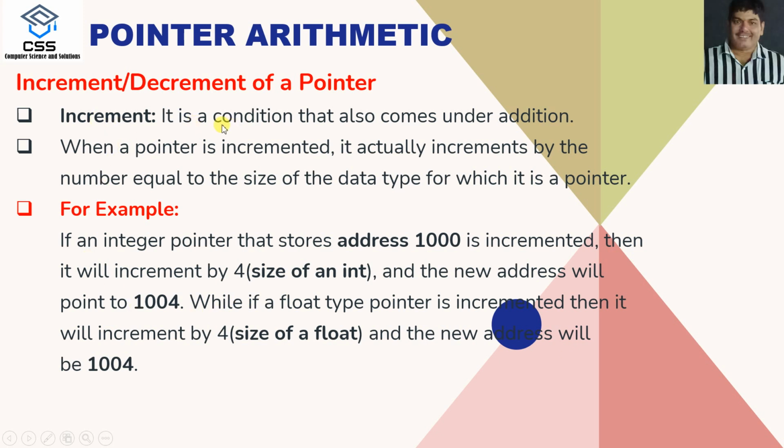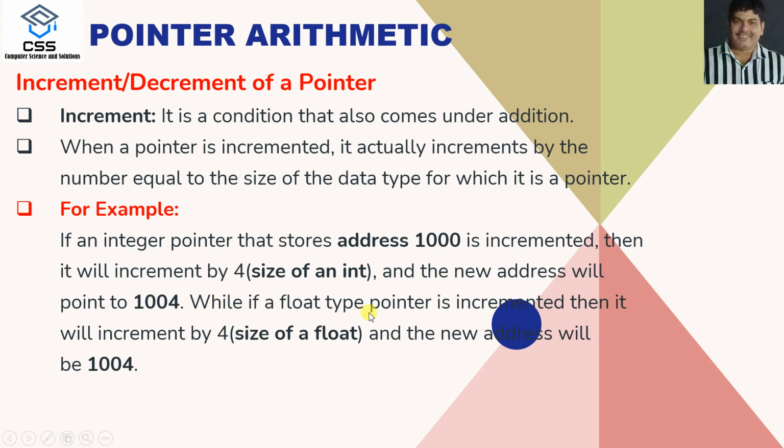What do we mean by increment? It is a condition that comes under addition. When a pointer is incremented, it is actually incremented by a number equal to the size of the data type, as I told. For example, if an integer pointer stores the address 1000, assumed, and is incremented, then it will be incremented by 4 if the size of an integer is 4. It will automatically become 1004. If the size of an integer is 2, 2 will be added to the address, that is 1002.